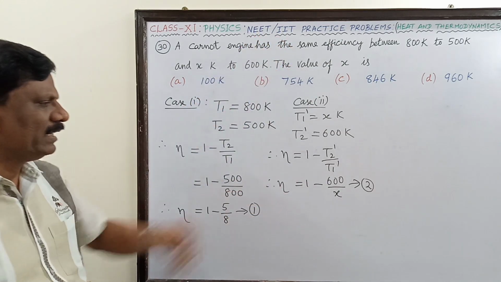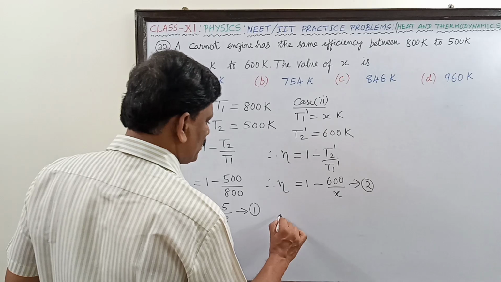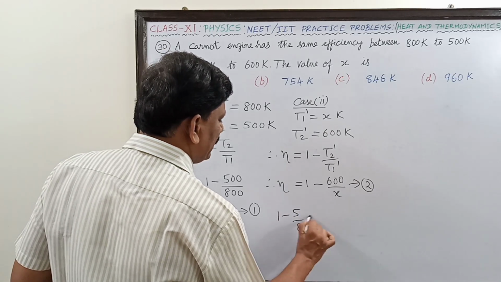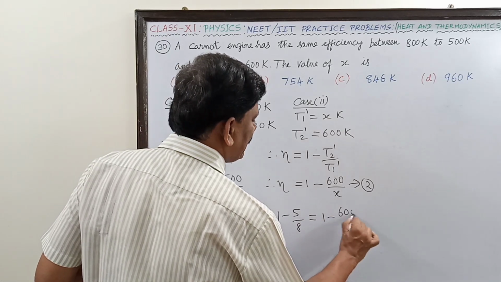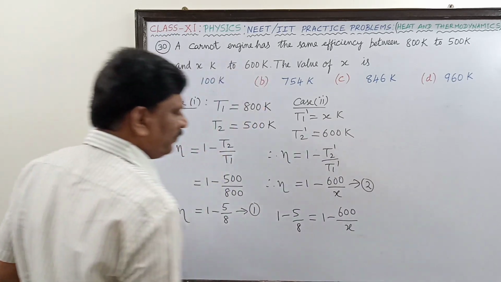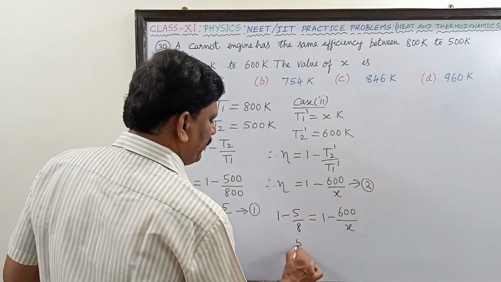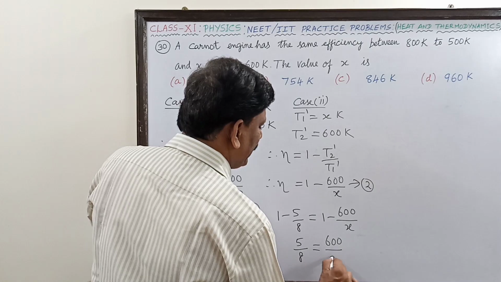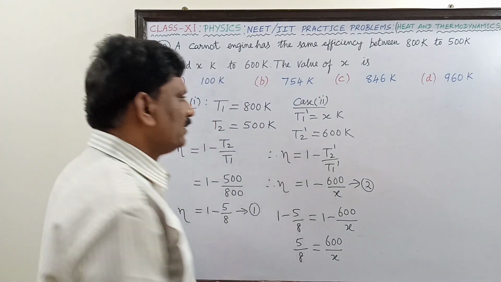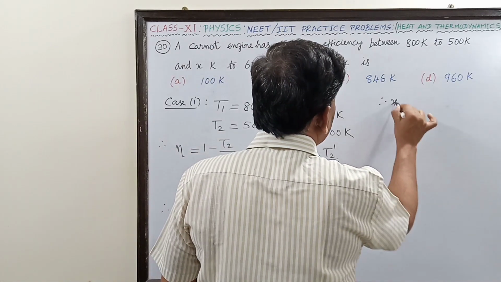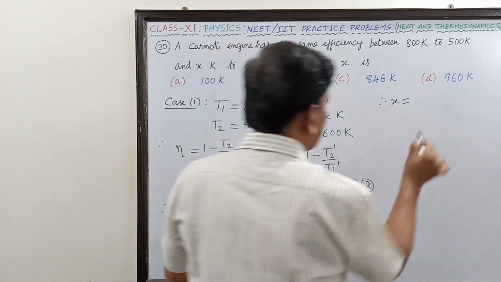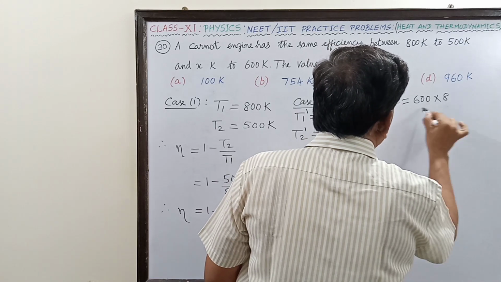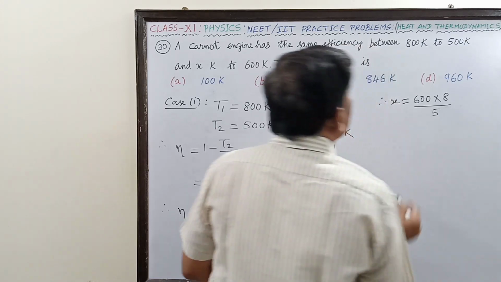So eta is the same efficiency. Therefore, equations 1 and 2 can be equated. So 1 minus 5 by 8 is equal to 1 minus 600 divided by x. So 5 by 8 must be equal to 600 divided by x. Therefore, x must be equal to 600 into 8 divided by 5.